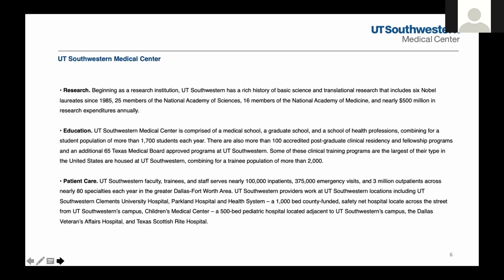Across UT Southwestern, there's also a significant presence that we have at the Dallas VA Hospital and at Texas Scottish Rite Hospital, a relatively small orthopedic hospital located just down the road, maybe a mile or so away.